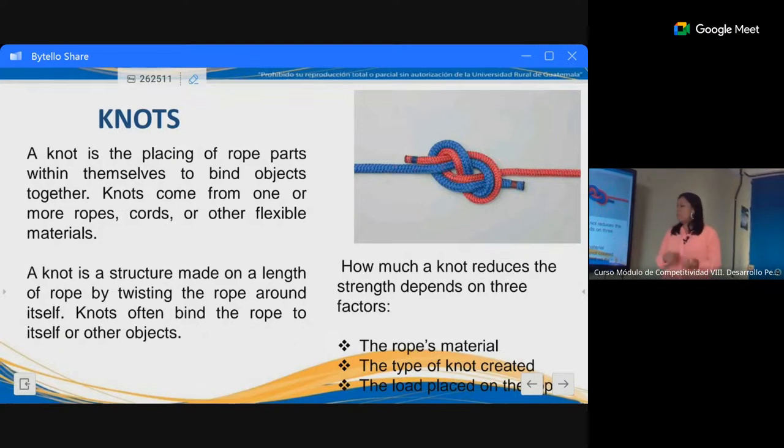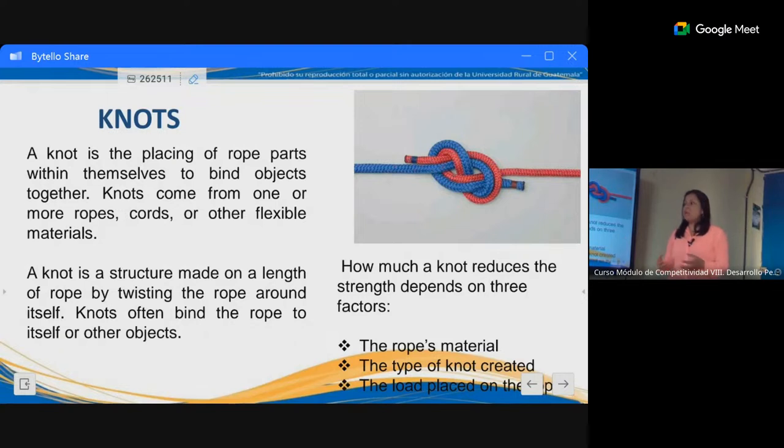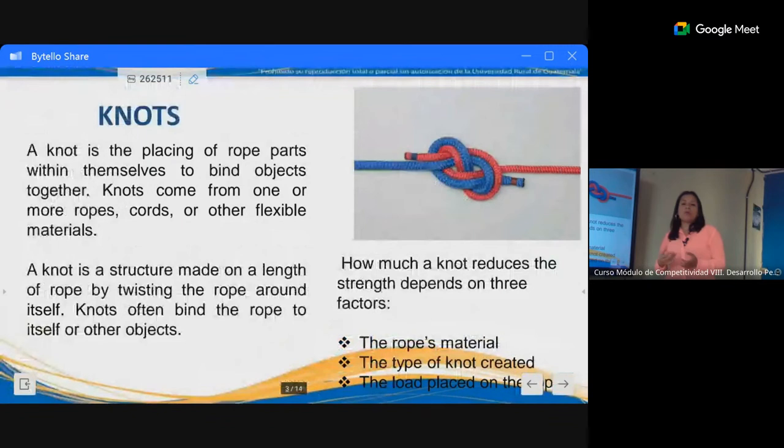It says, the rope's material, because that depends if that is a very thick or thin rope. So that depends on the material. Also, the type of knot created, because here the material also includes if that's going to be not a rope, but a string or a cable or another type of material that we can use, right? It's going to be made of leather, of yarn, or... So the type of knot created also, is it thin or thick? And also the load placed on the rope. That depends also on what we're going to pull, or on the use that we're going to give the knot. So that means the load placed on the rope.